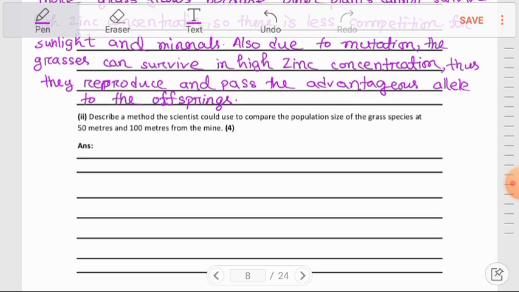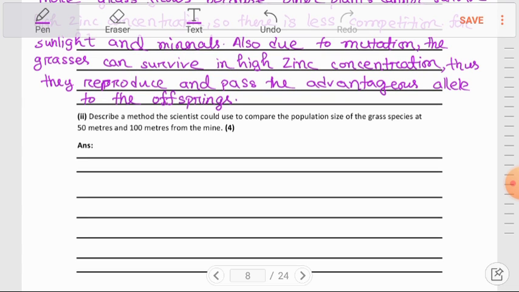Moving to part B2, describe a method the scientists could use to compare the population size of the grass species at 50 meters and 100 meters from the mine. So in order to find the population sample in different areas, the scientists can use a quadrat of approximately 1 meter square, for both the 50 meters from the mine and 100 meters from the mine, and count the number of grasses in each quadrat, and then repeat the experiment 5 more times and calculate the average percentage covered by the grass species.